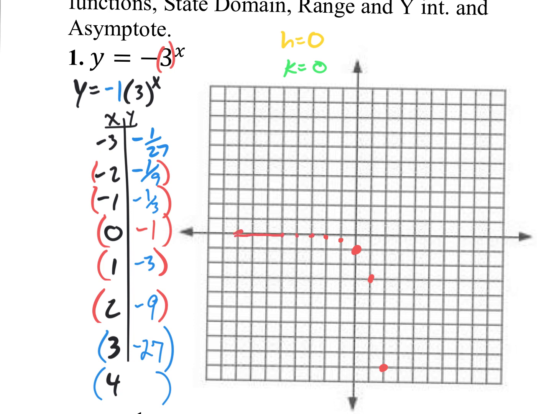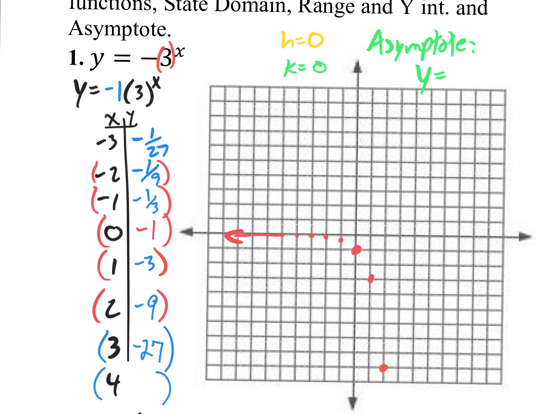Here's our graph. What's our asymptote? The asymptote is the equation y equals k, my bad, y equals k. And what is the k value?